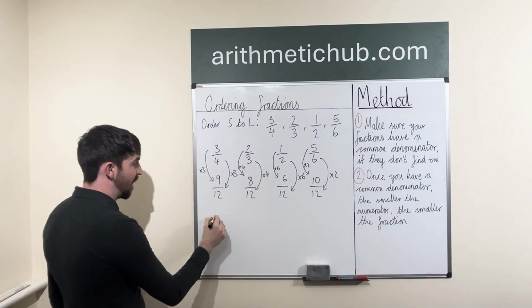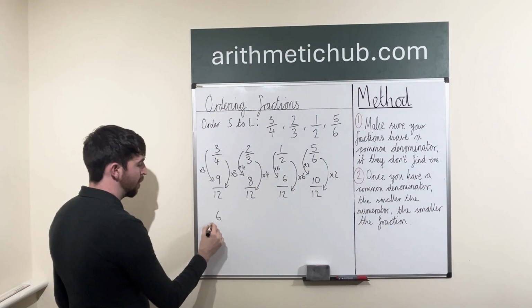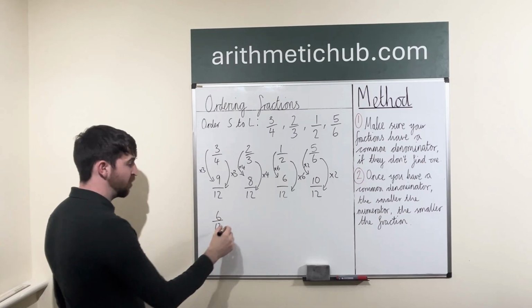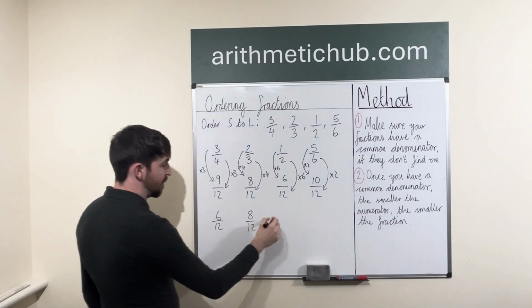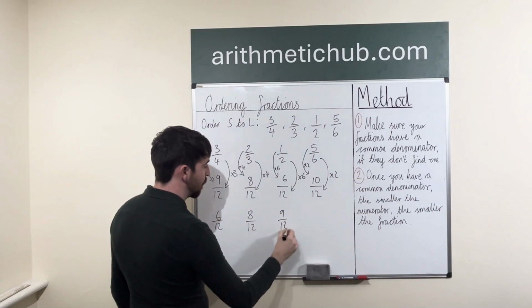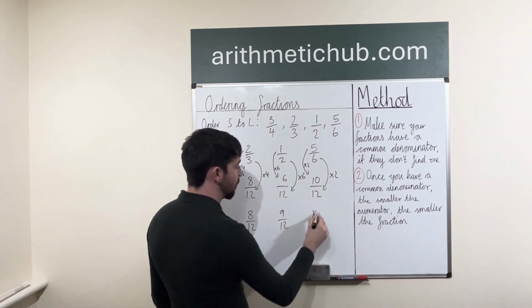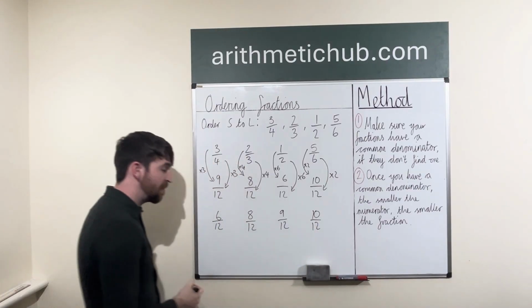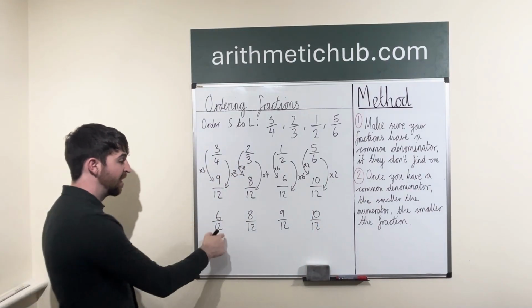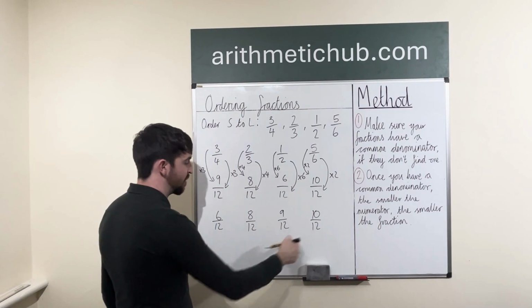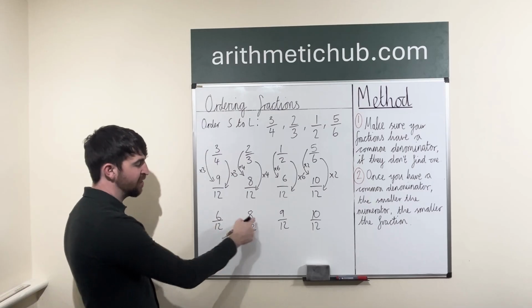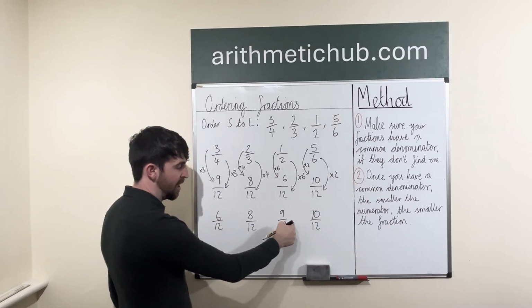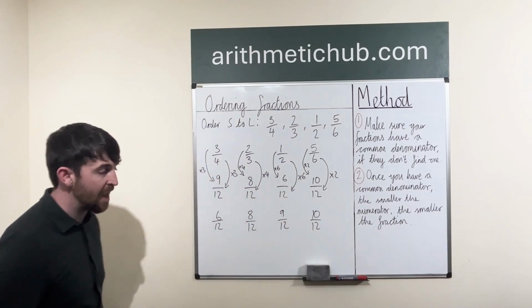The smallest numerator I have is 6/12. The next smallest numerator I have is 8/12. The next smallest is 9/12. And the next smallest is 10/12. Does it make sense that this should be smallest to largest? 6/12, 8/12, 9/12, 10/12. Well, my whole has been split into 12. 6 is smaller than 8, 8 is smaller than 9, 9 is smaller than 10, so yes, I've ordered them from smallest to largest.